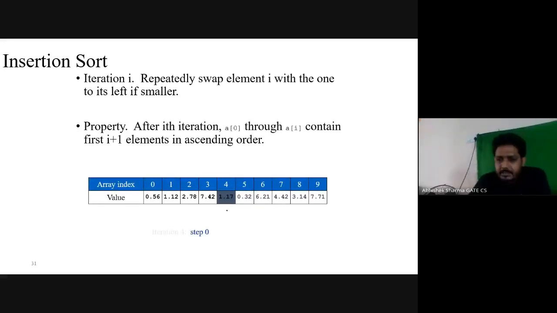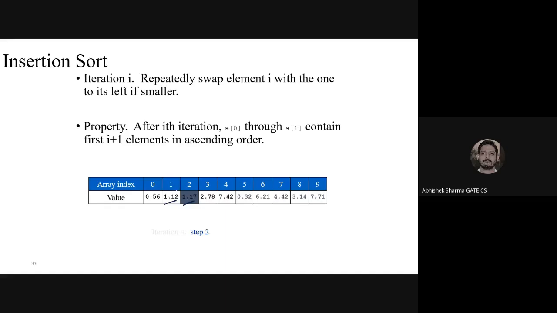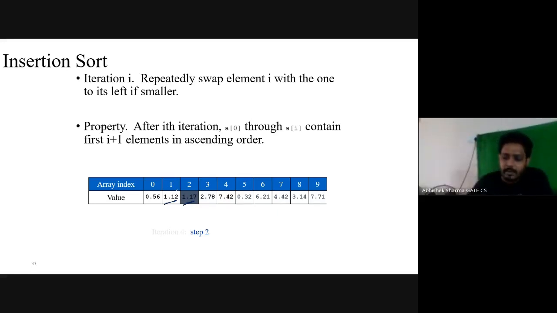So I am taking this number 1.17, and now I am comparing it with each element. 1.17 compared with 7.42, smaller, swap it. 1.17 compared with 2.78, 1.17 is smaller, swap it. 1.17 compared with 1.12, 1.12 is smaller, so it will not be swapped. When you are comparing an element and that element is a greater element, then it will be swapped.